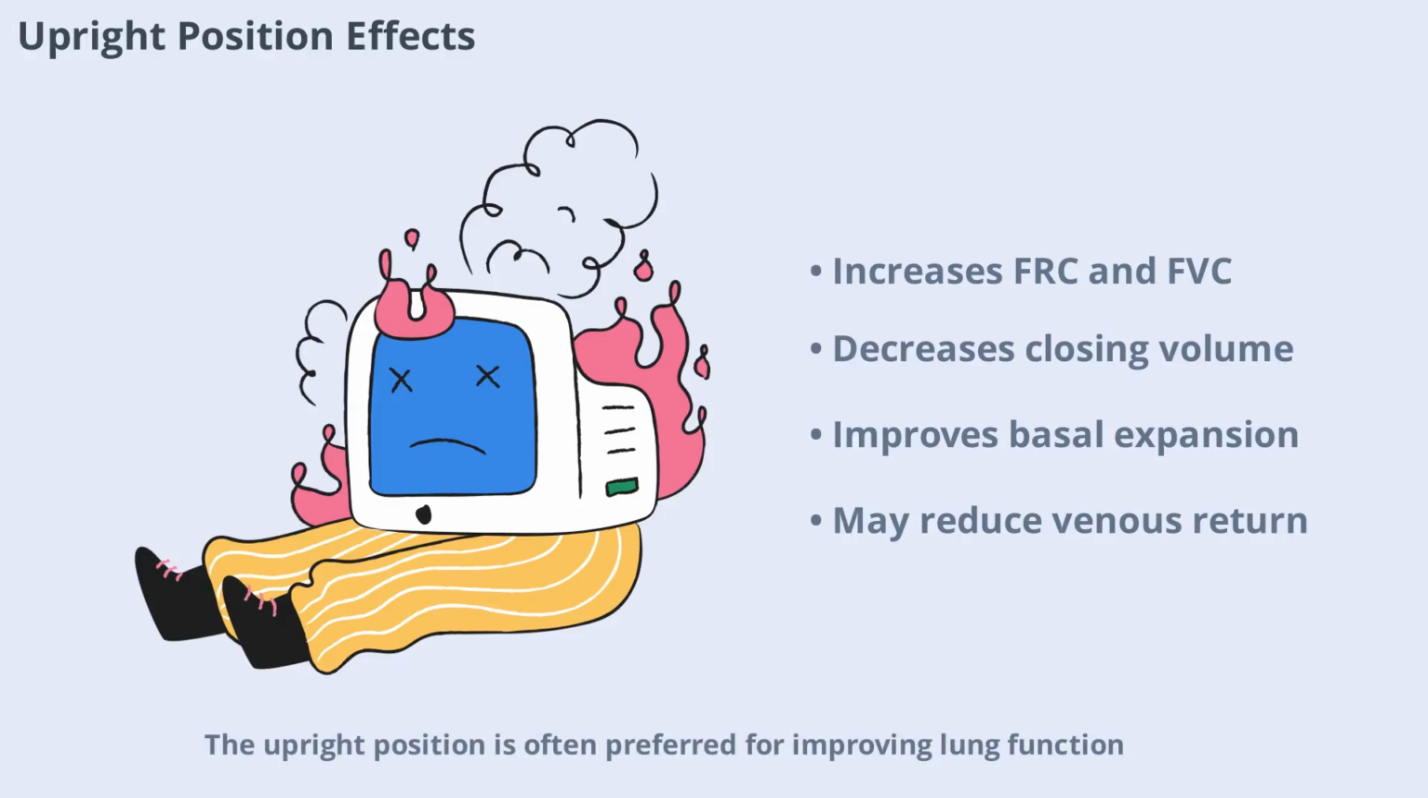The upright position is often preferred for improving lung function. It increases both functional residual capacity and forced vital capacity, while decreasing closing volume. This position also expands the chest wall and improves basal lung expansion during deep inspiration. However, it can decrease venous return and cardiac output, and may promote pooling of secretions at the lung bases. For patients with weak abdominal muscles, the upright position can reduce diaphragmatic curvature, which may affect breathing efficiency.